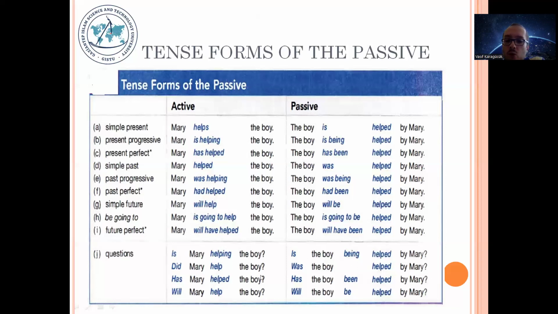Has Mary helped the boy? Has the boy been helped by Mary? Will Mary help the boy? Will the boy be helped by Mary? So, after some examples, it will be easier.